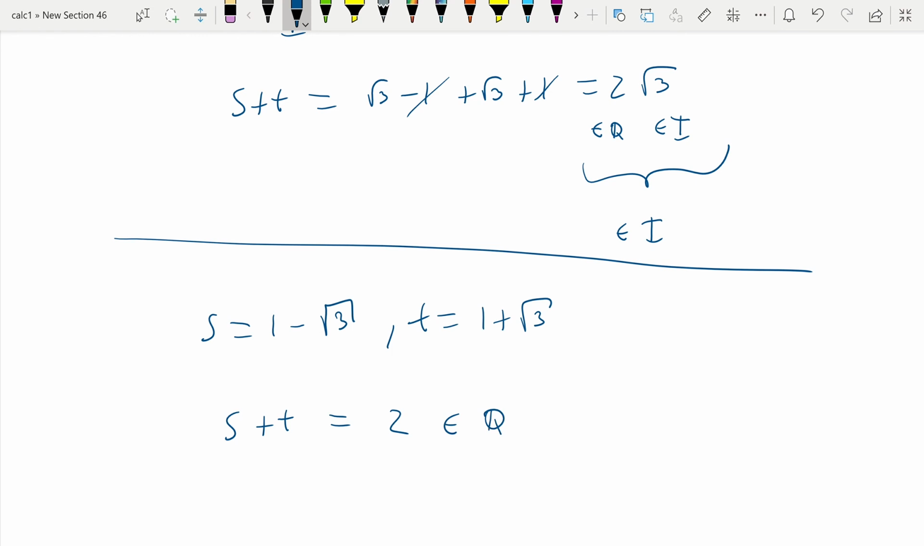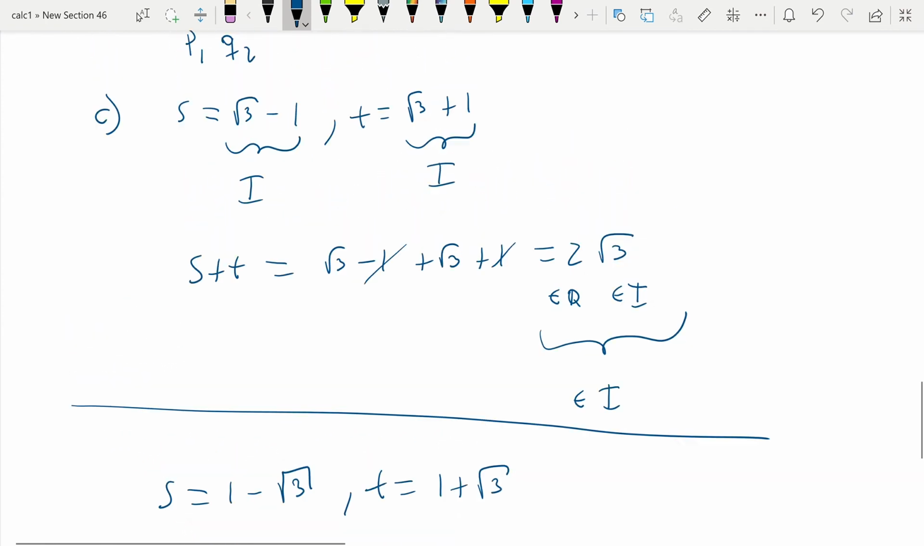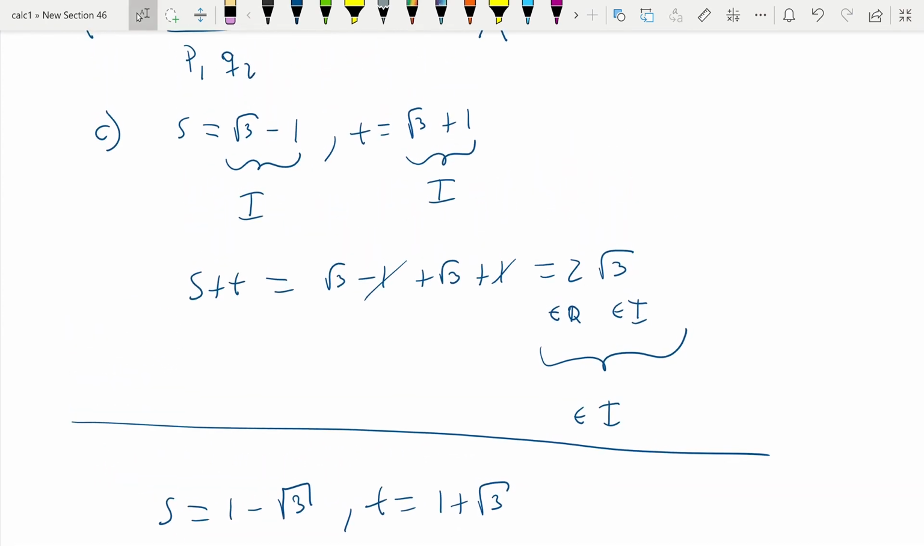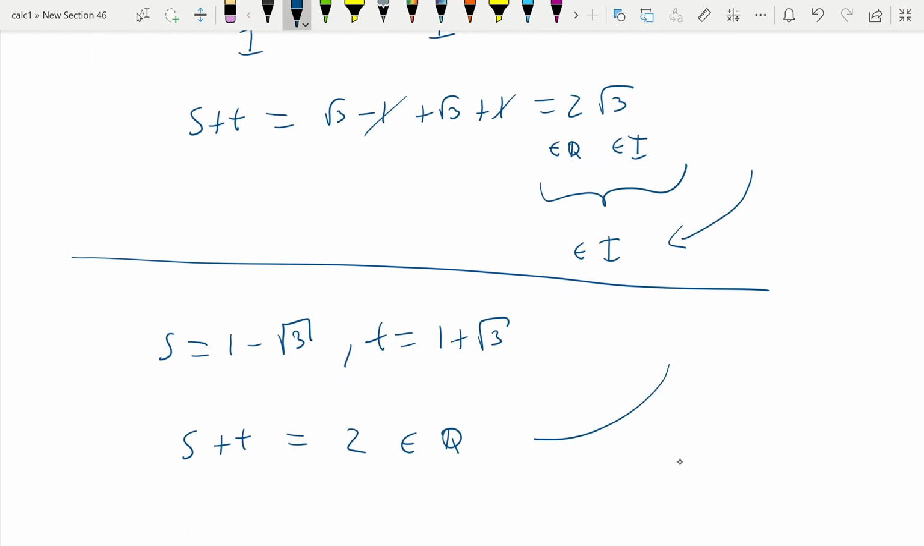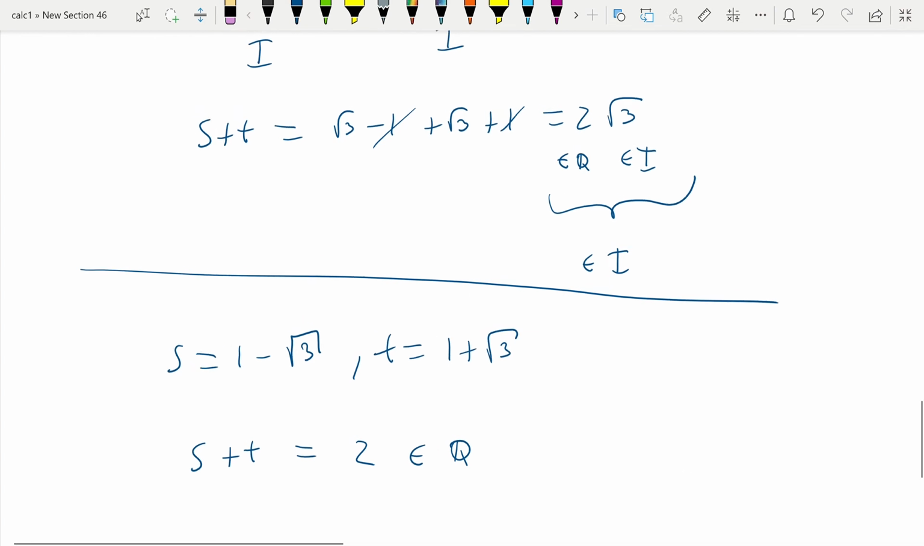So what's the conclusion here? Can you say anything about the addition of two irrational numbers? Can you always guarantee that the result is going to be either irrational or rational? No. You found an example where you added two irrational numbers and you obtained an irrational number, and you also have an example where you added two irrational numbers and you obtain a rational number. So you cannot say that there's a rule for this.